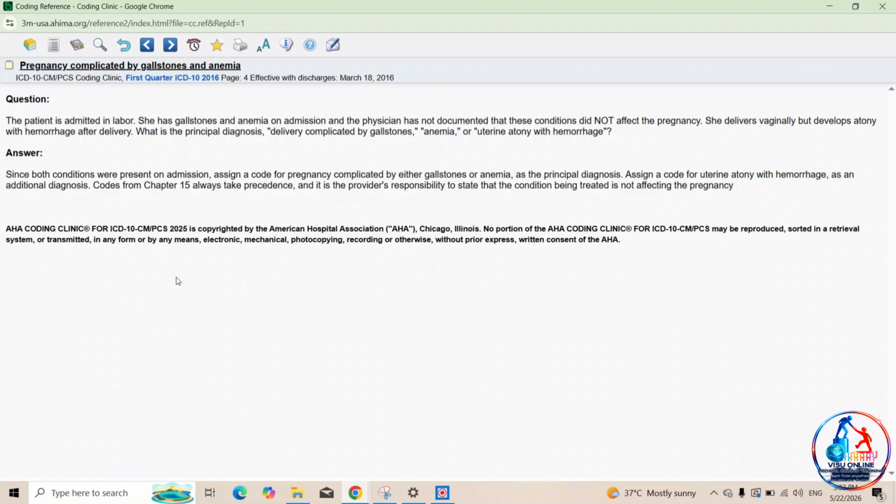Answer: since both conditions were present on admission, assign a code for pregnancy complicated by either gallstones or anemia as the principal diagnosis. Assign a code for uterine atony with hemorrhage as an additional diagnosis. Why? Codes from chapter 15 always take precedence, and it is the provider's responsibility to state that the condition being treated is not affecting the pregnancy. That's why we are giving anemia or gallstones as the PDx.